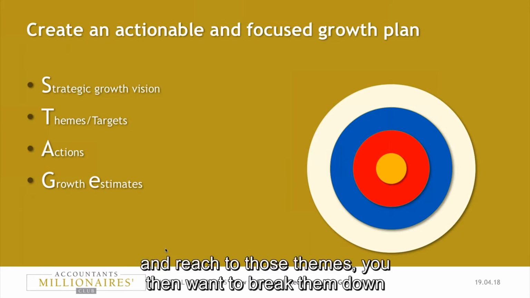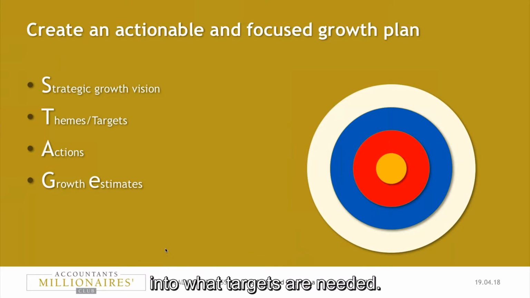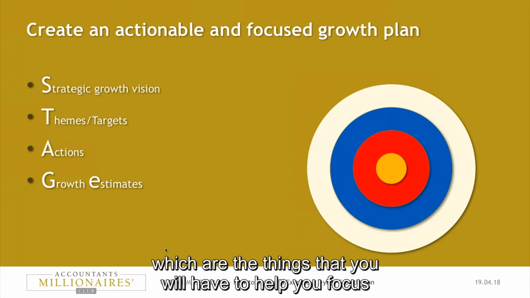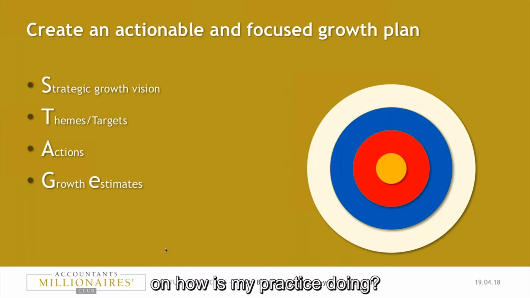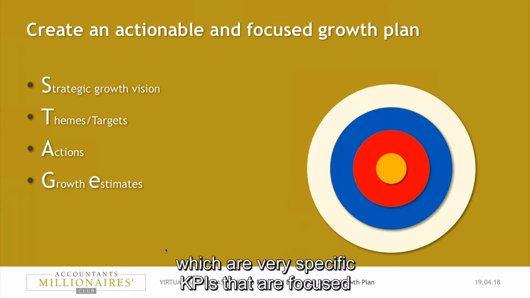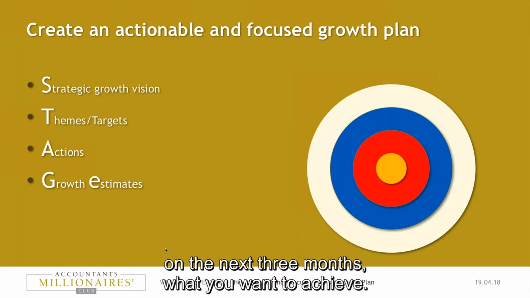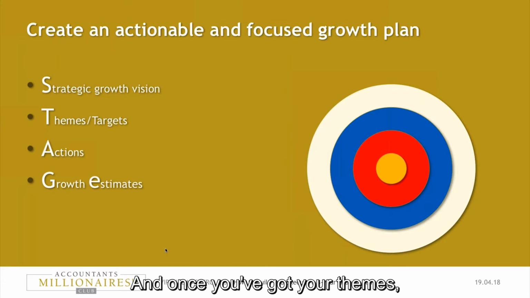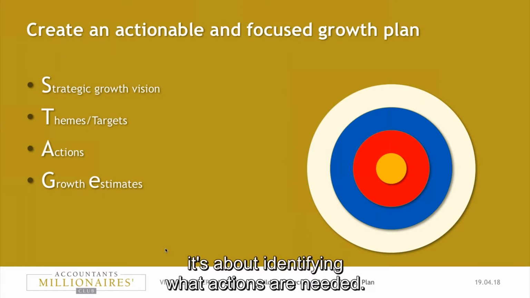And for each of those themes, you then want to break them down into what targets are needed. And in the book, we talk about having KPIs, which are the things that help you focus on how is my practice doing. And what we then talk about is numbers which matter, which are very specific KPIs that are focused on the next 3 months of what you want to achieve. And we're going to come on to that in a bit. And once you've got your themes, it's about identifying what actions are needed.